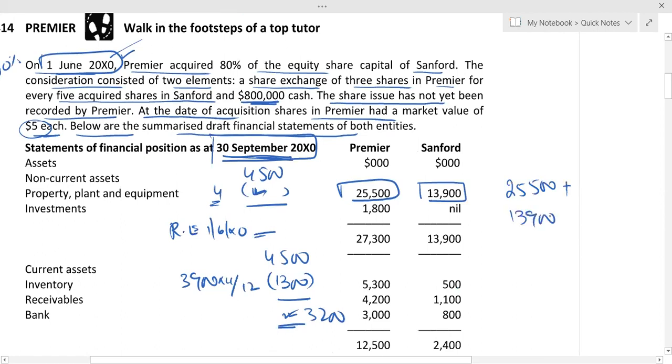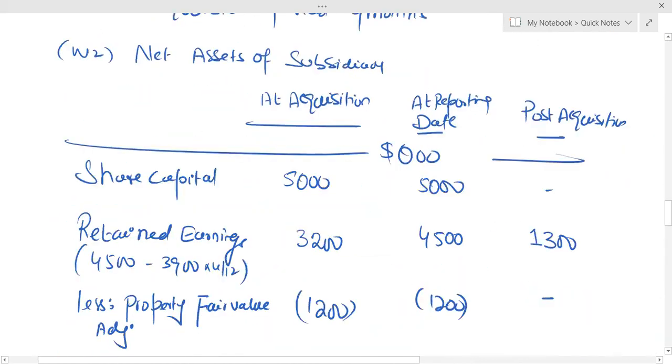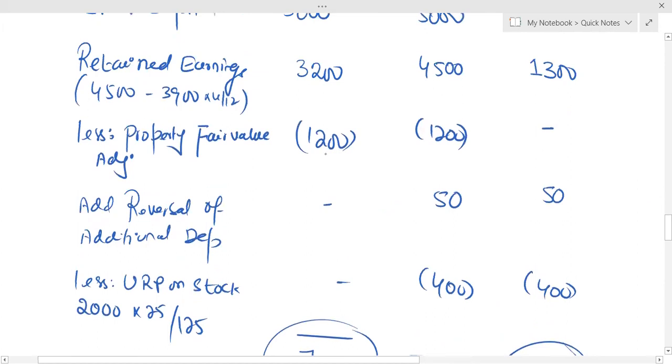We do have a fair value adjustment, but this time it is not a positive fair value adjustment in the depreciable asset, it is negative. So we'll deduct 1,200. That is the fair value adjustment. And there's a reversal of depreciation by 50. So reversal of depreciation will be added. If you go back to working two, you can see that we have deducted 1,200. So we do have a fair value adjustment, but it's not positive, it is negative. But there's a reversal of additional depreciation, so 50 will be added.